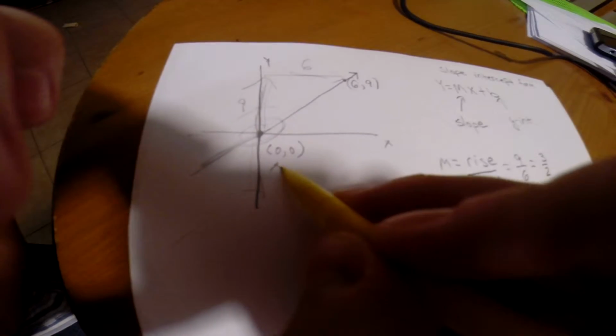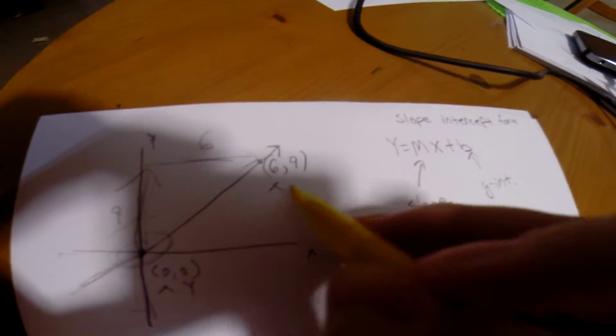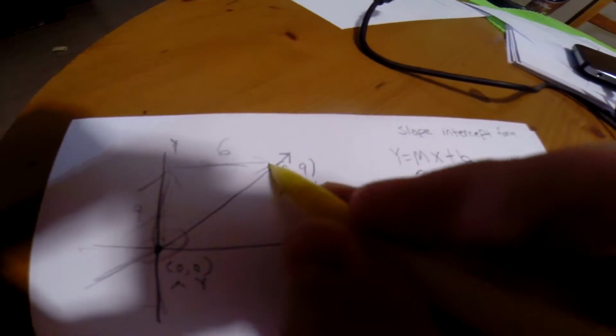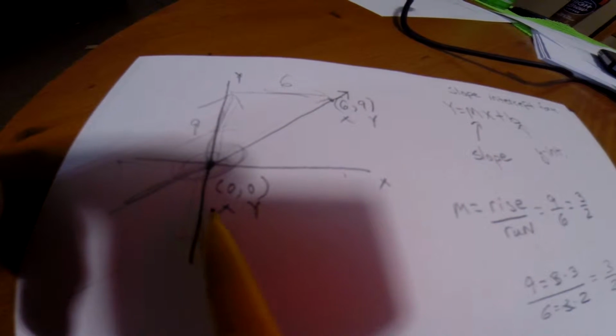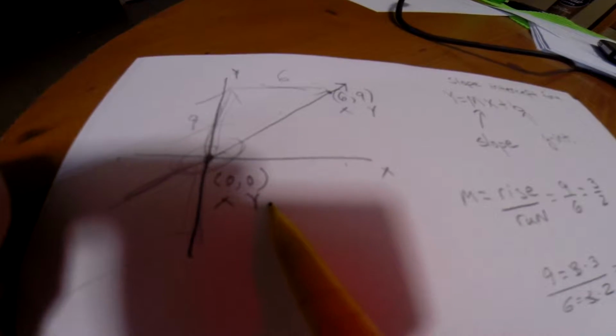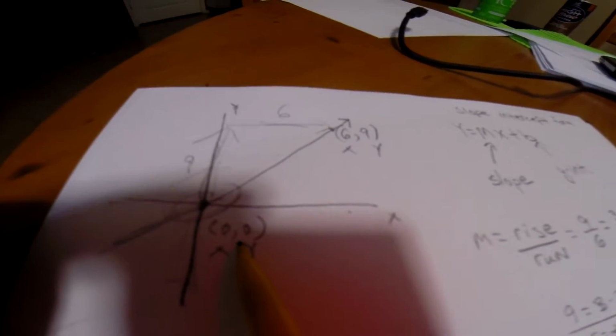So this point here is (x, y), and this point here is (x, y). We always write x first, then y, right? We go 6 and then 9. Okay? All right. So what I can do is I can plug these points in. Now take note of something here. Okay? I'm going to use (0, 0). I have 2 points here, right? I have (0, 0), and (6, 9).